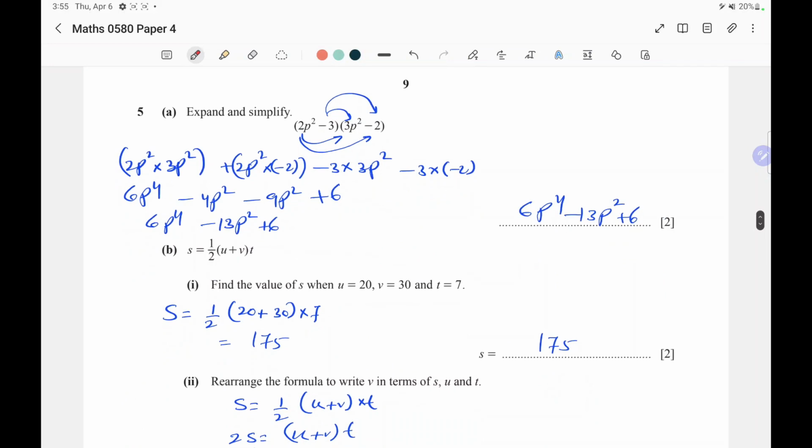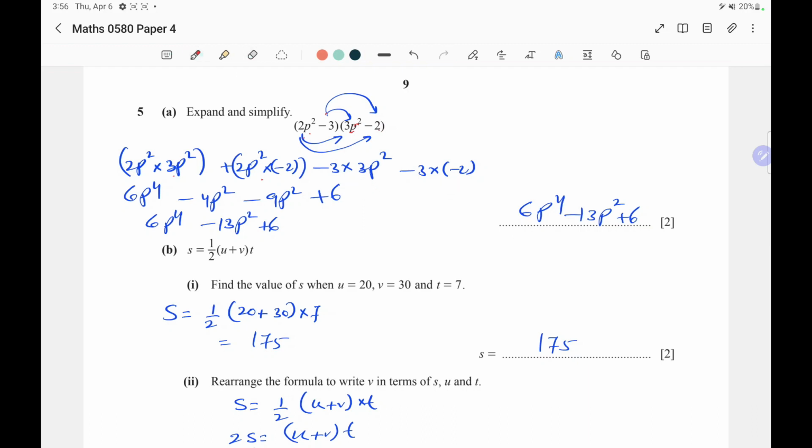So question number 5, that says, this is simplification, it's very simple again. So 2p squared times 3p squared, that's here. 2p squared times minus 2, which is here. Minus 3 times 3p squared, which is here. And minus 3 times minus 2, which is here.